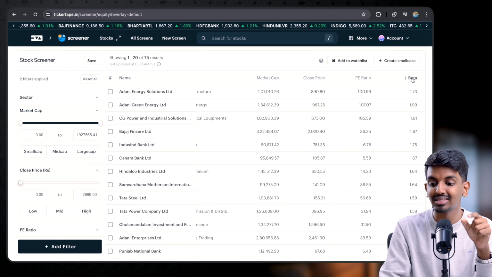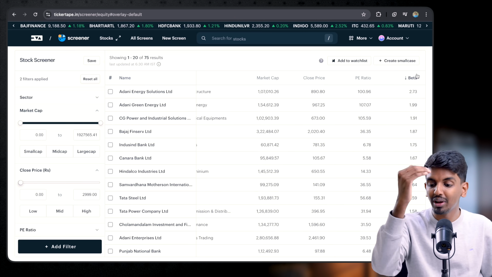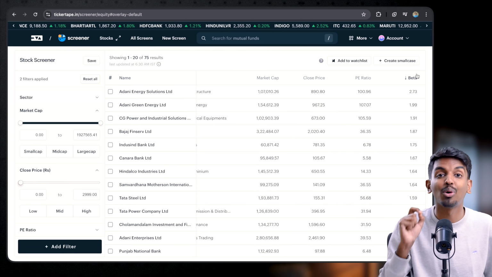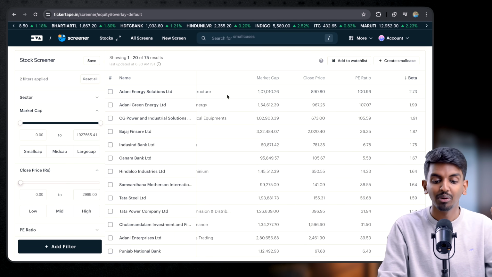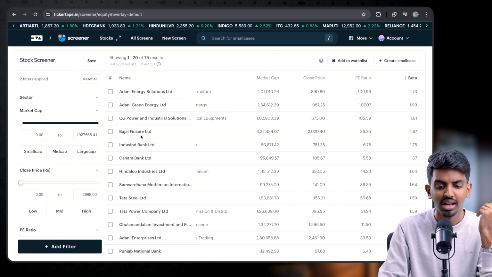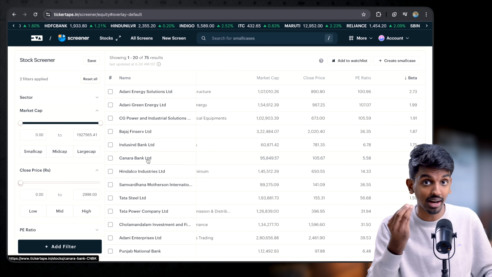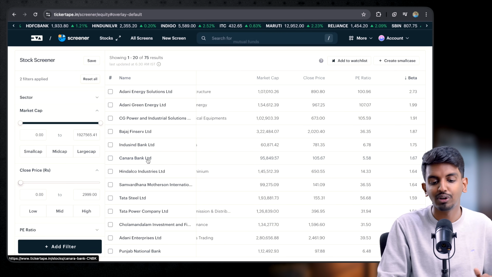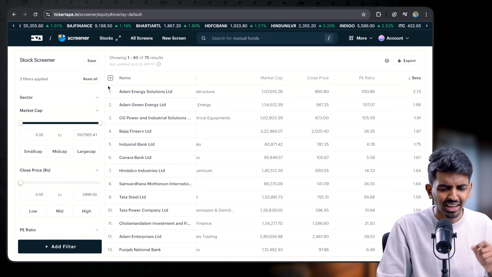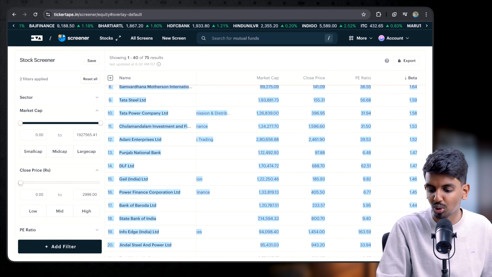So once you click on this beta number right here, you can see that we have sorted the entire list according to beta. And what can you see here? We have Adani Green Energy, we have Adani Energy Solutions, there's Bajaj Finserv, IndusInd Bank, and there are a lot of companies that you may have never even heard of in the Nifty 100 universe. So what do we do here? Let's quickly do one thing. Let's select the first 15 or 20 stocks from here.